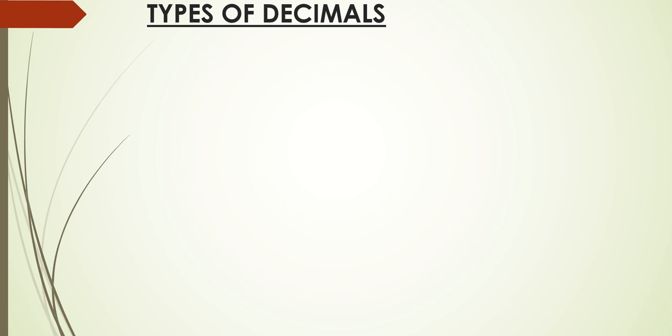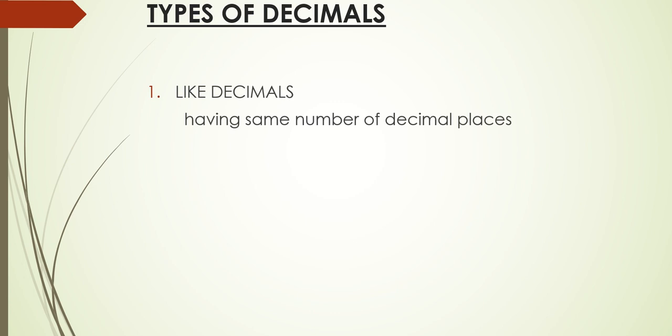My next topic is types of decimals. We have two types of decimals, one is like decimals and another one is unlike decimals. So what are like decimals? Like decimals are numbers having the same number of decimal places.